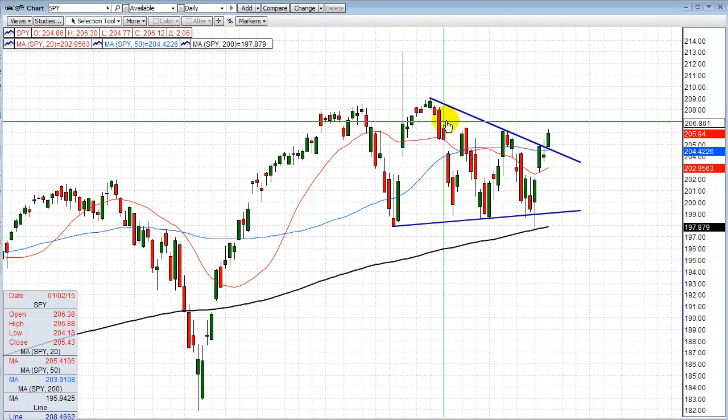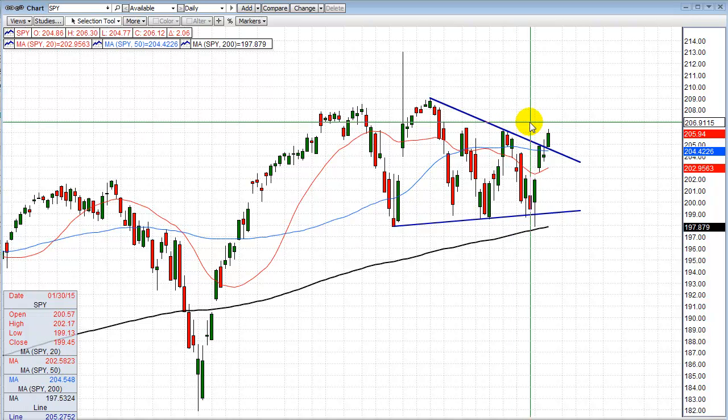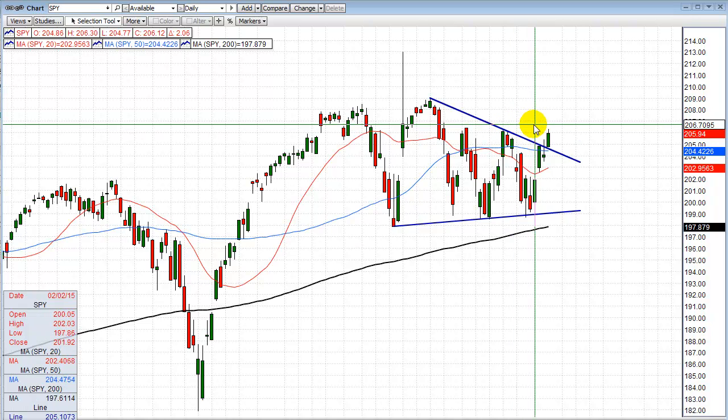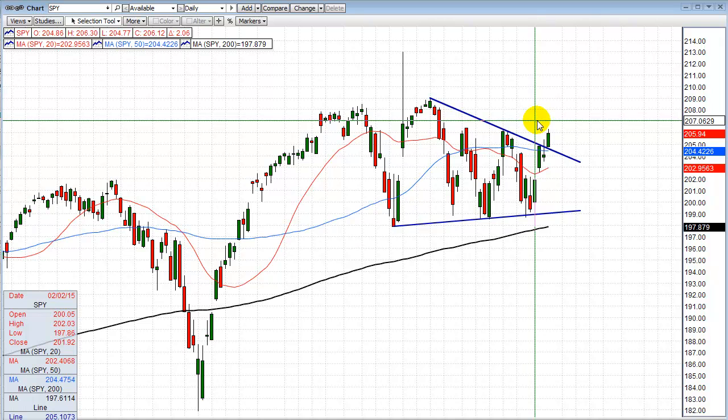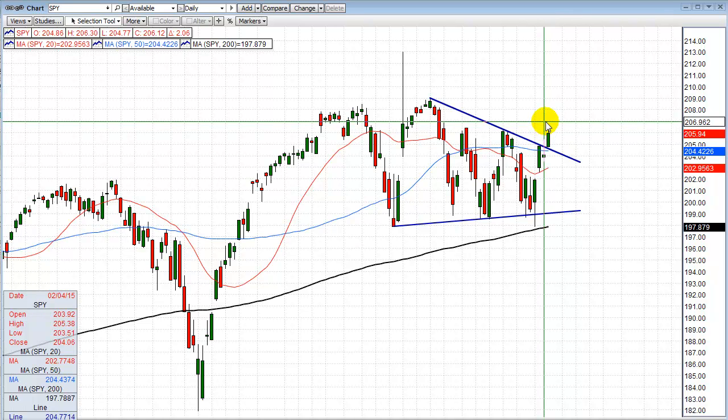Now, that's close enough to 207, so you would think, because it's one of those round number psychological levels, that the next level we're going to attempt is 207, and we'll probably get a pierce through 207. So you would look for somewhere in the neighborhood of 207 to 207 and a quarter for the next level higher from here as a stopping point. Could that happen tomorrow? Sure, it could.